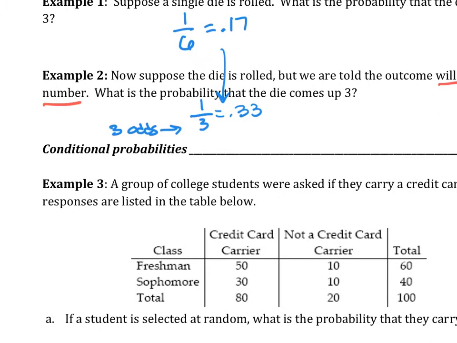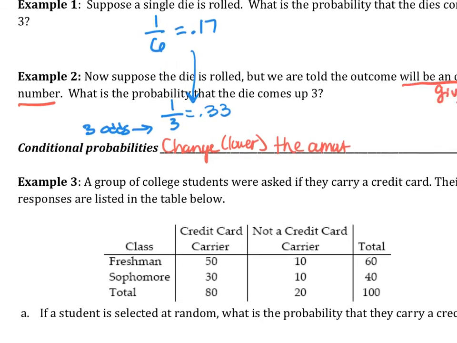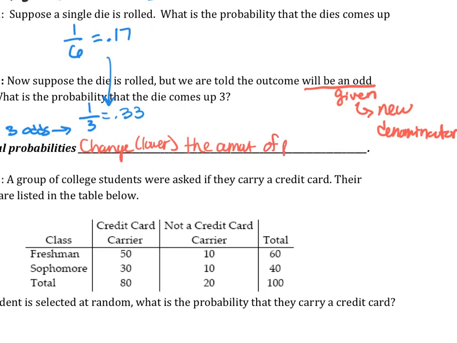So conditional probabilities change or lower the amount of possible outcomes, which again is your denominator or the sample space. So it's the sample space, which affects the denominator.